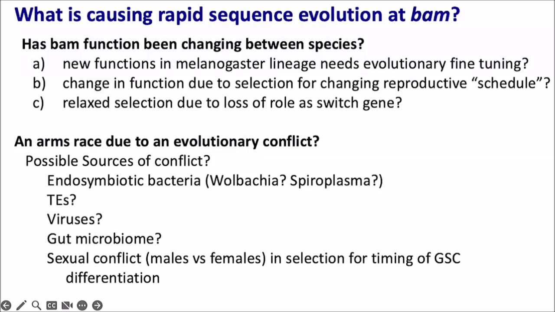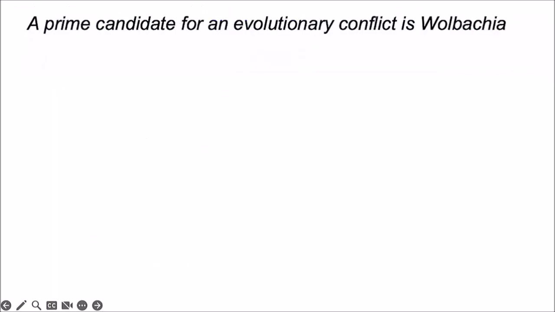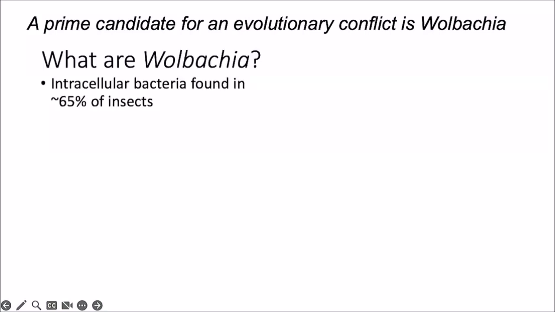The question is, could the gut microbiome be playing a role? Could it be sexual conflict in terms of timing for germline stem cell differentiation? These are all open questions. We are going to focus, though, on the endosymbiotic bacteria Wolbachia for a particular reason. And that is that this intracellular bacteria is, in fact, a dramatic reproduction manipulator in insects. It's found in, on average, between 60 to 70% of all arthropods. It, in fact, inhabits the germline.